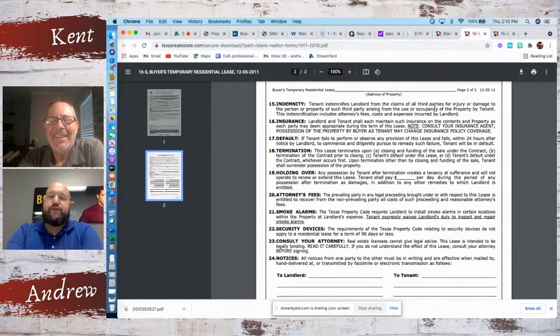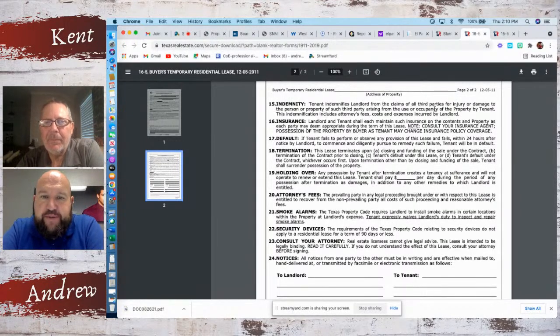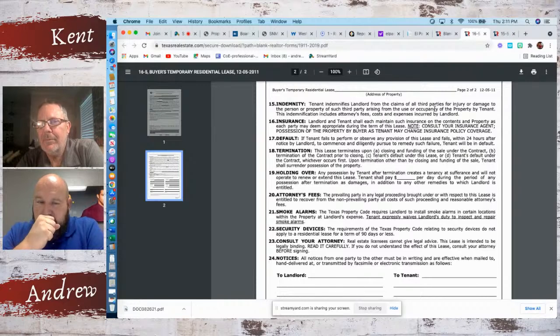Indemnity. Tenant indemnifies landlord from claims of all third parties for injury or damage to person or property. Such third party arises from use or occupancy of the property by tenant. The indemnification includes attorney's fees, costs, and expenses. So if someone gets hurt on the property, the tenant has said they will cover all legal expenses for the seller. It's the buyer's responsibility now.